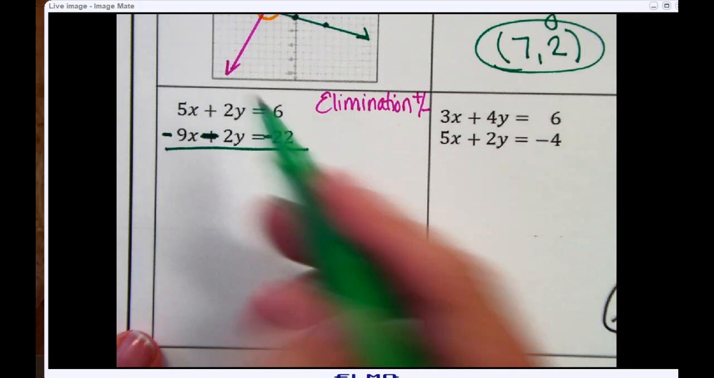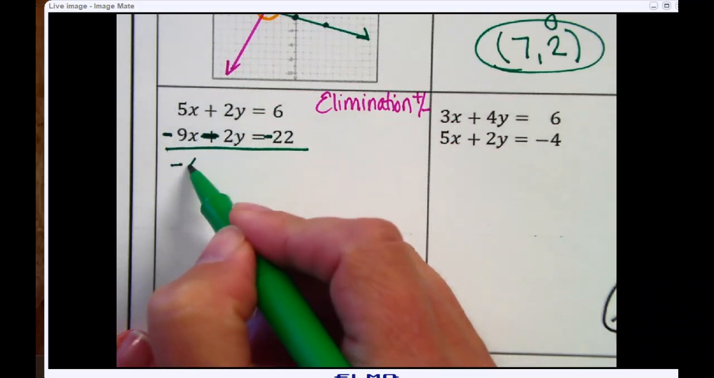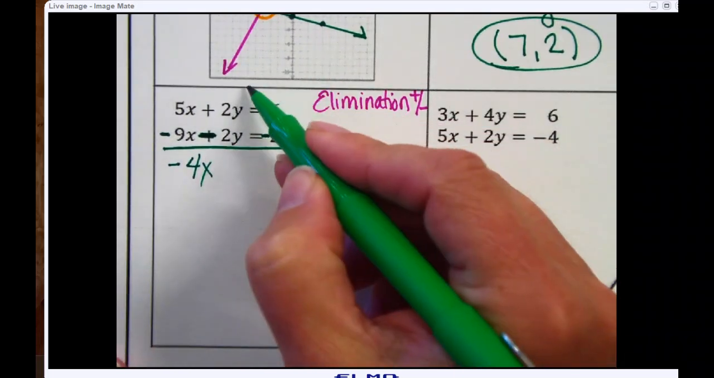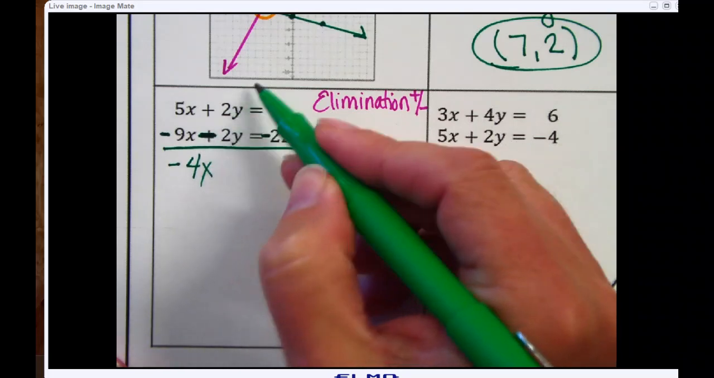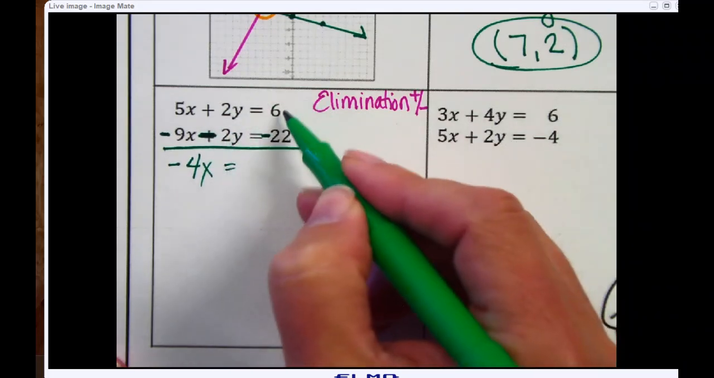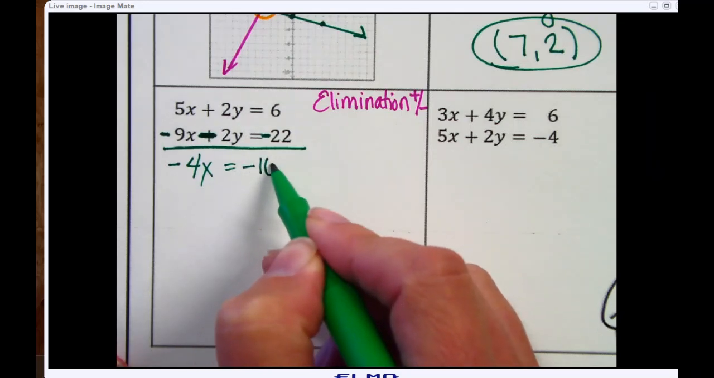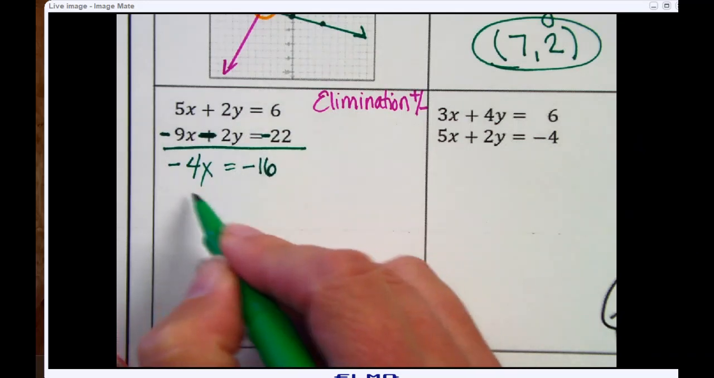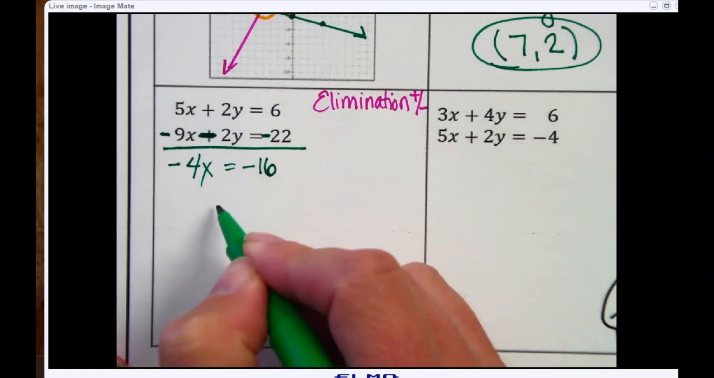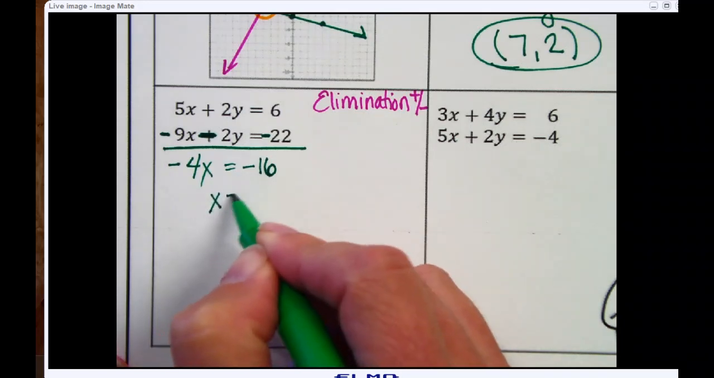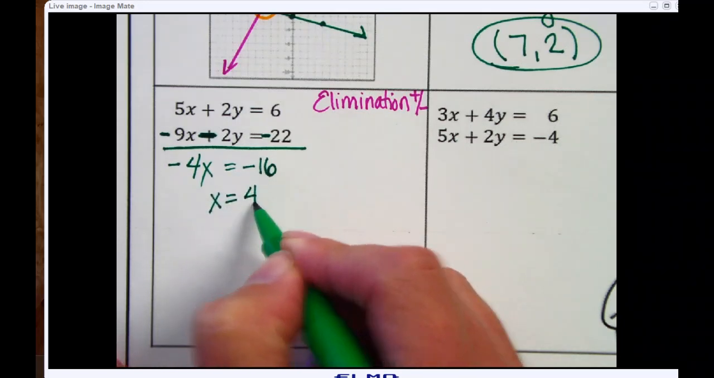5x minus 9x is negative 4x. Those cancel. 2 minus 2 is 0. Equals 6 minus 22 is, yes, negative 16. Divide by negative 4, so x is 4.